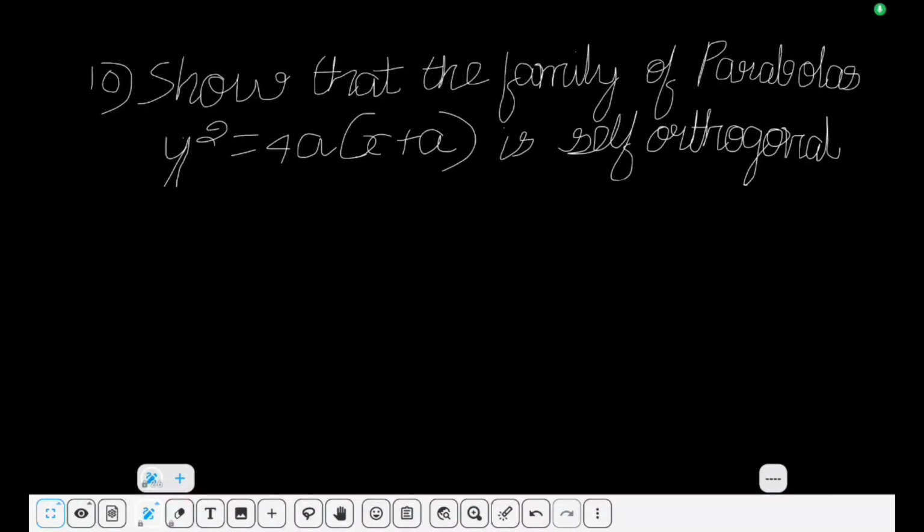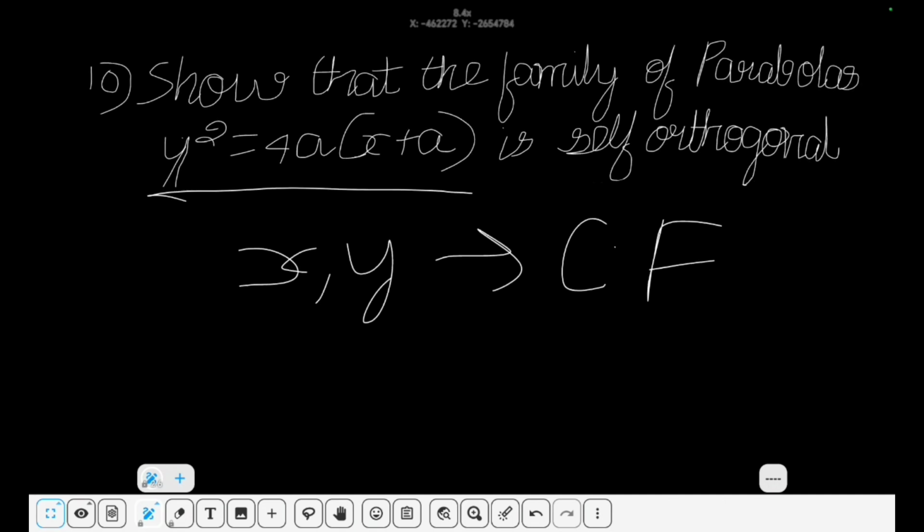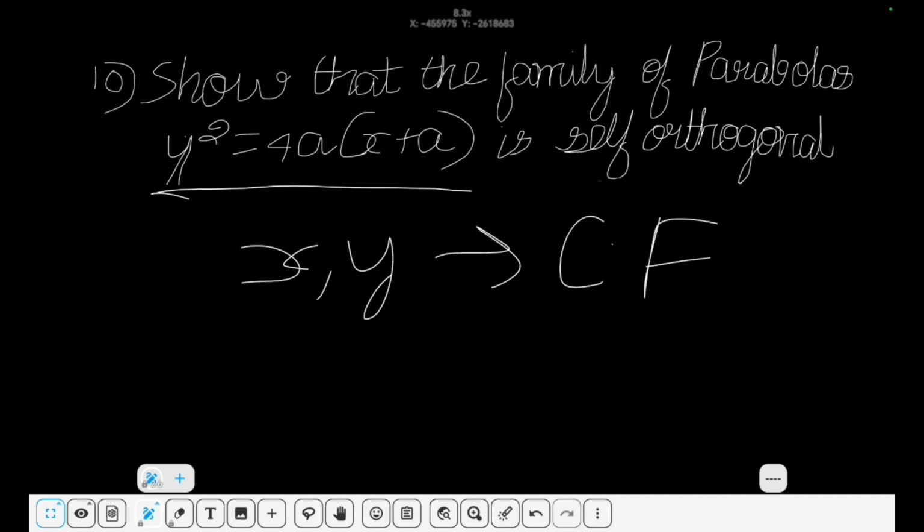Next question is show that the family of parabolas y square equals 4 into x plus a is self orthogonal. Here the equation in the question is with respect to x and y, so that means it is in Cartesian form. We need to find the orthogonal trajectory in Cartesian form, and then we need to find whether it is self orthogonal or not. Self orthogonal means if 2 or 3 curves intersect at 90 degrees, it is self orthogonal.